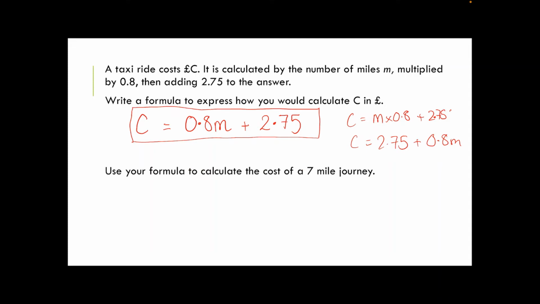We are now going to use this formula to calculate the cost of a 7-mile journey. So what we are going to do is 0.8 times by 7 and then add on the 2.75. So first of all, we have got 0.8 times by 7 is going to give us 5.6 plus that 2.75. So in total, the taxi ride is going to be 8.35, but it was in pounds, so it is £8.35.